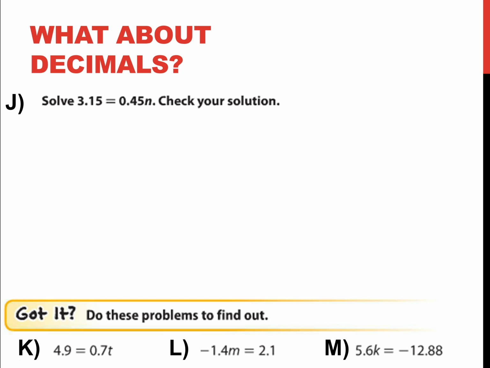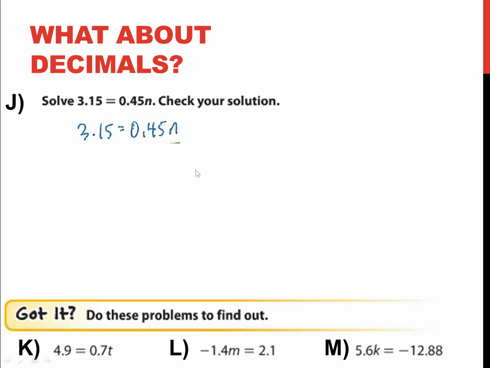This brings us to J. So example J is dealing with decimals. What about those decimals? So I have 3 and 15 hundredths, or 3.15, is equal to 45 hundredths times n, or 0.45 times n. So the first thing I see is that 0.45, or 45 hundredths, is multiplying n.